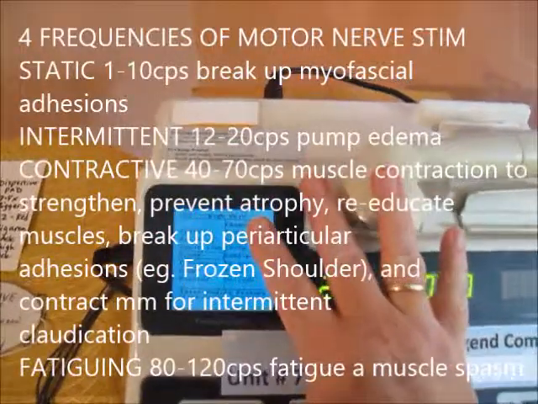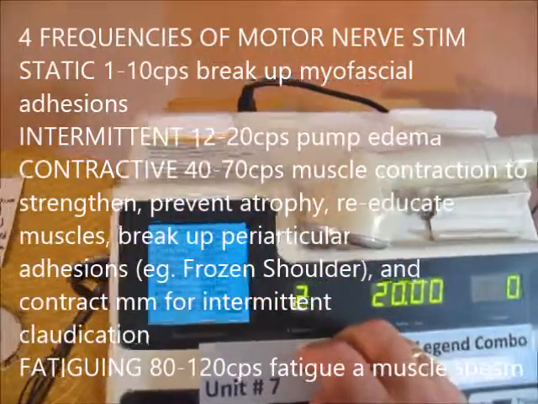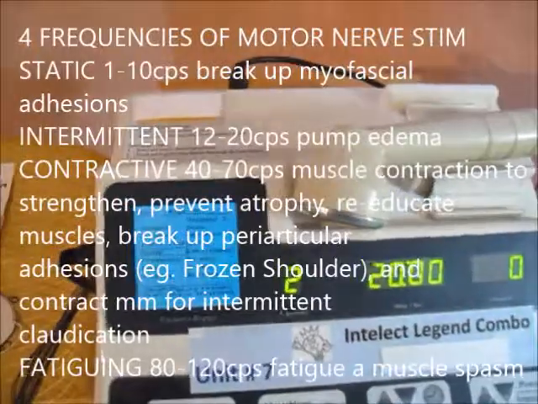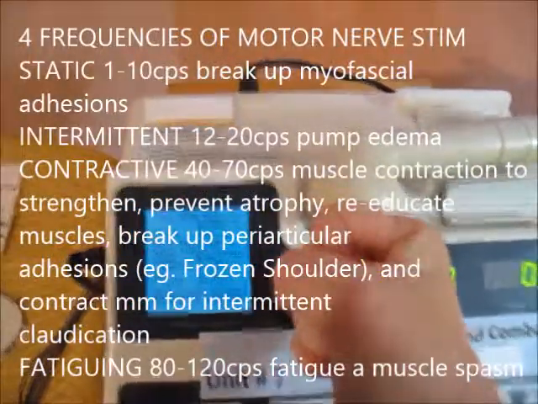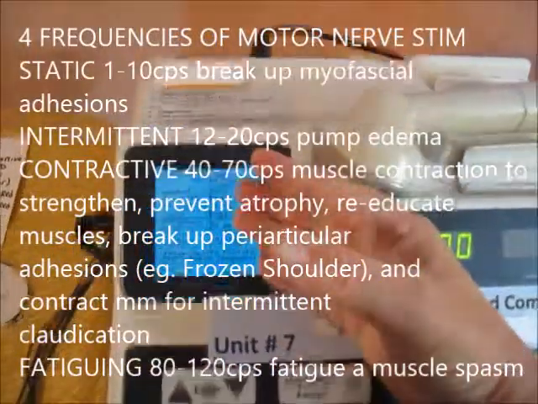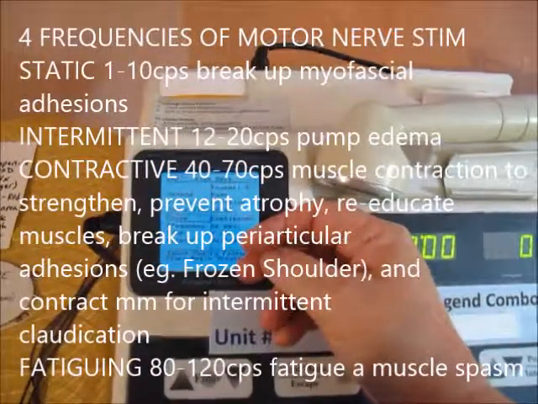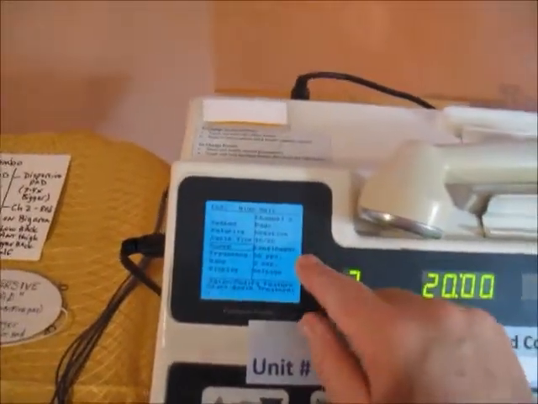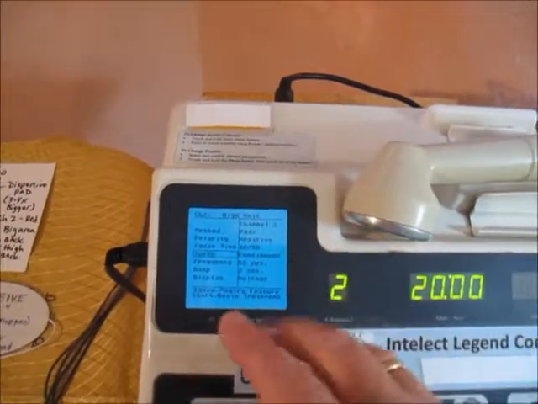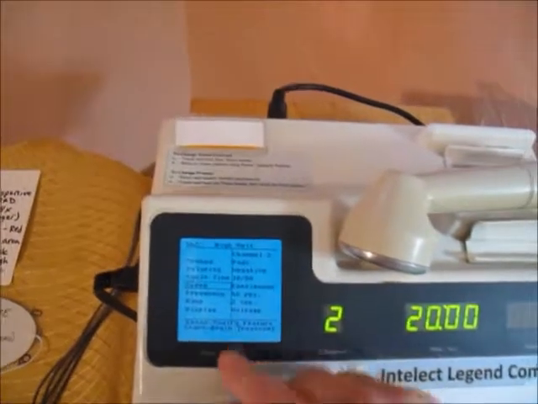The 4th frequency of motor nerve stim is the fatiguing tetany. The fatiguing tetany is designed to actually make a muscle contract so long that it relaxes. It's to get rid of spasms. So the new machines, they don't have sweeps through all of those. So let's look and see what they have.